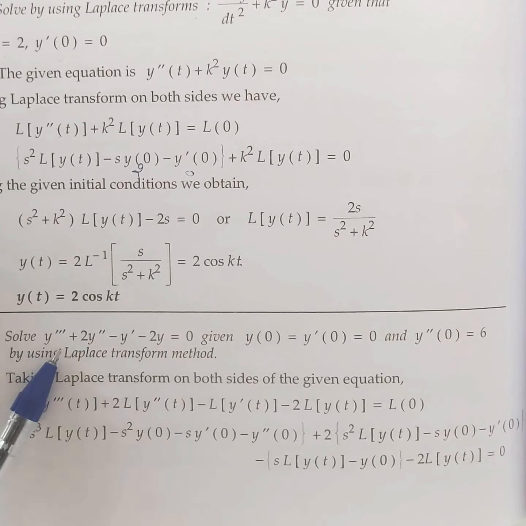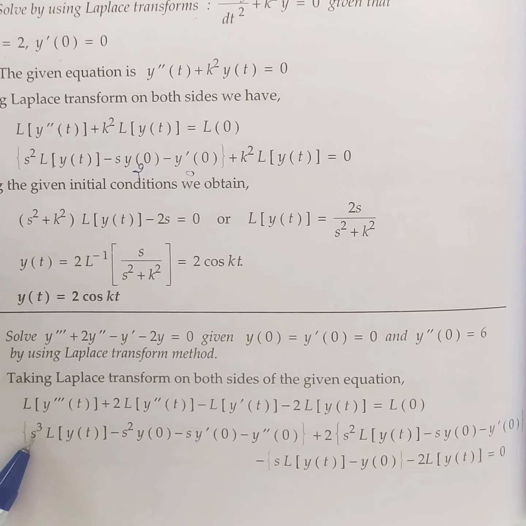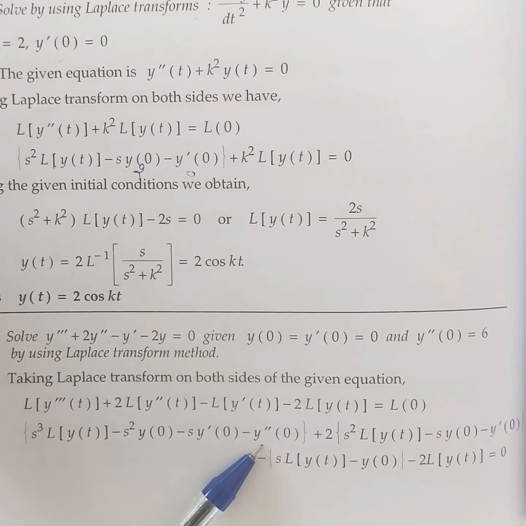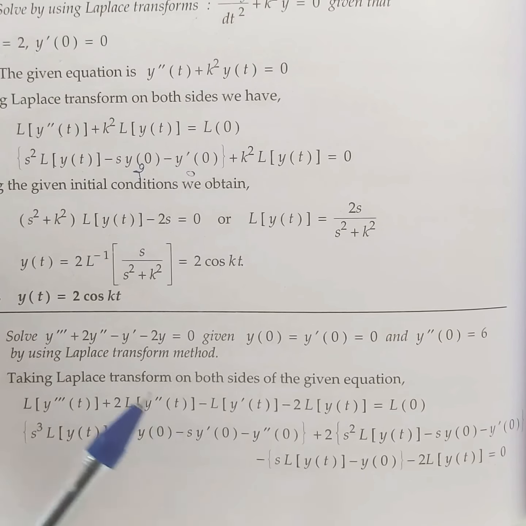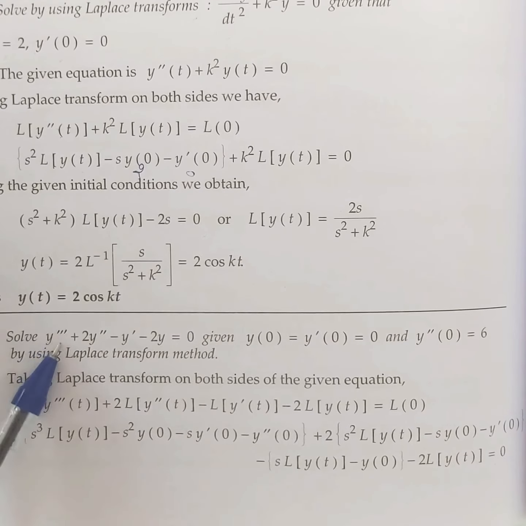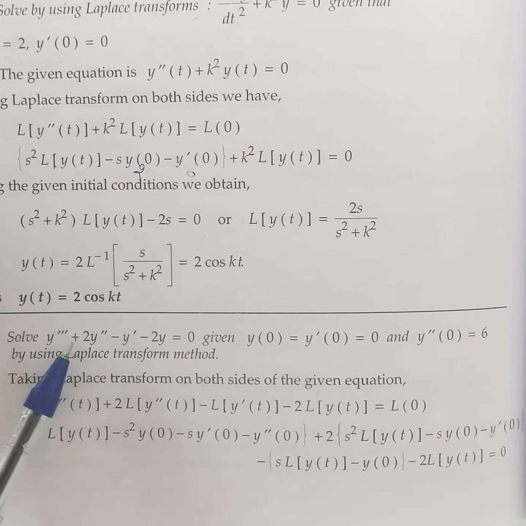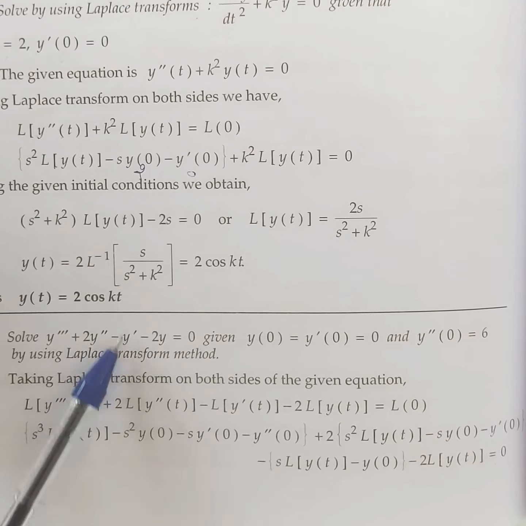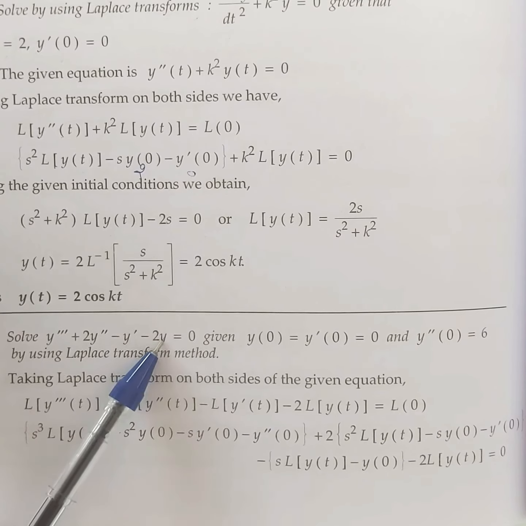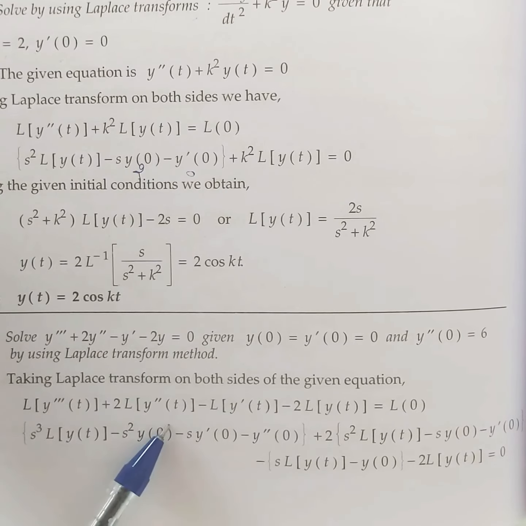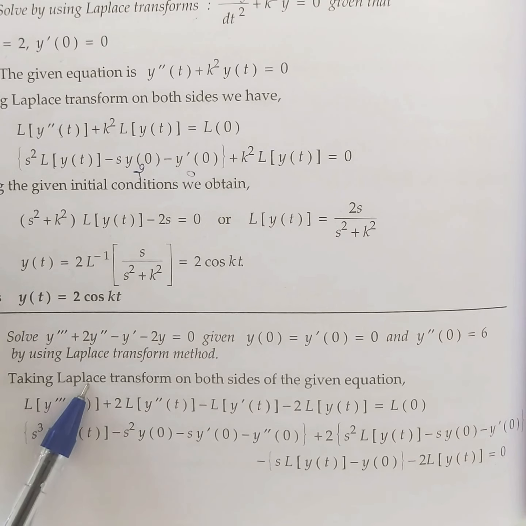And what is the formula? Y triple dash means, how will I start? S cube minus s square minus s minus constant. That is the procedure, right. So, first step, already it is in order. So, I will write it in terms of t: y triple dash of t plus 2 y double dash of t minus y dash of t minus 2 into y of t is equal to 0. Now, taking Laplace transform on both sides, that is the next step.